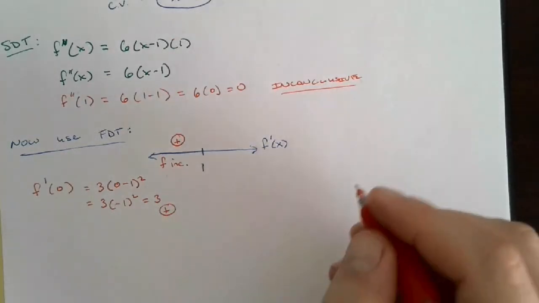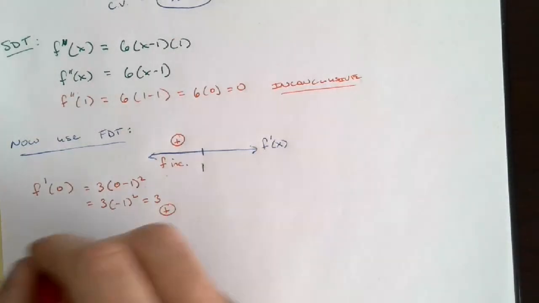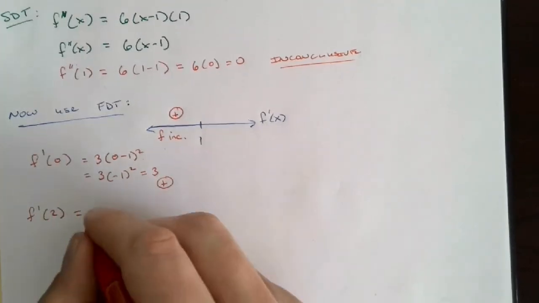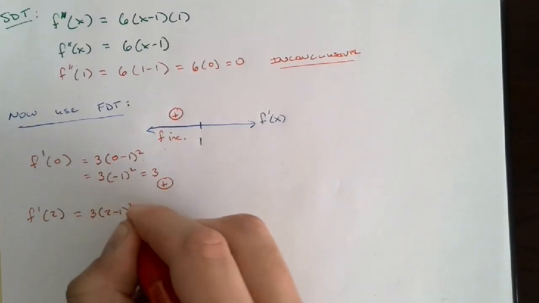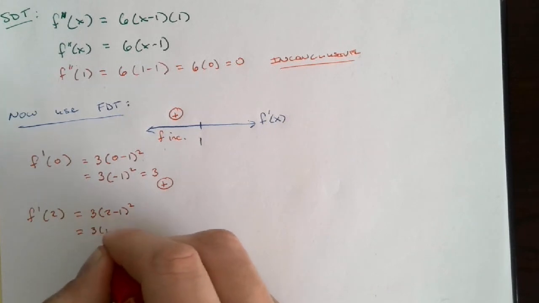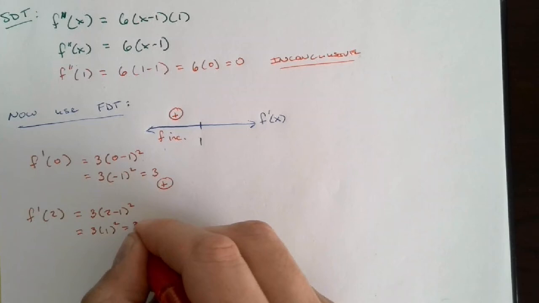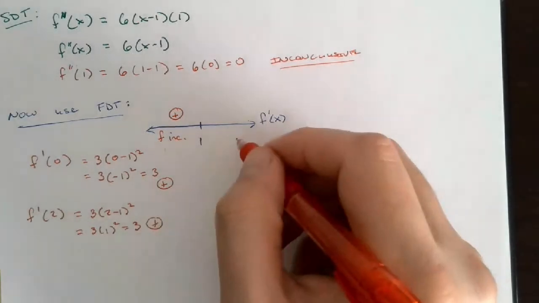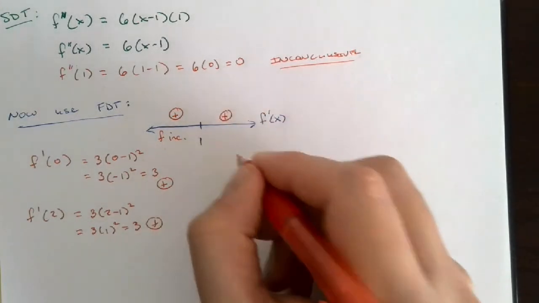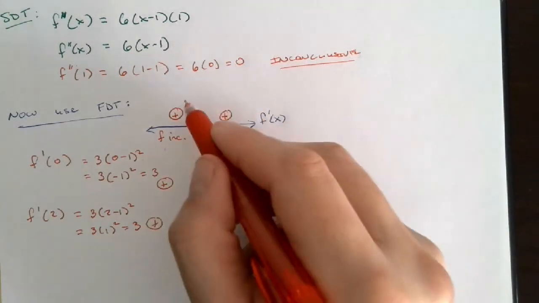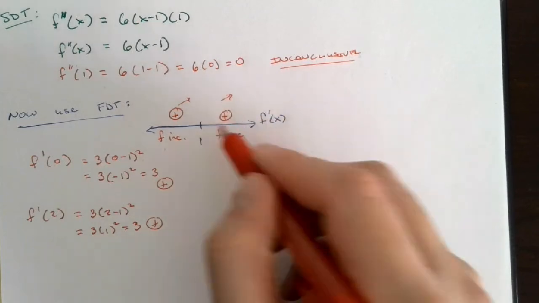Testing f prime of 2, again, into 3 times x minus 1, the quantity squared, will be 3 times 2 minus 1 squared. Well, again, this is 3 times, it'll be 1 squared, just 3 times 1, which is 3. The important thing that I care about, though, is that it's positive. So then everywhere to the right of 1, f prime is positive, which tells you the original function f is increasing. So we're going from increasing here, and then it continues to increase after 1.